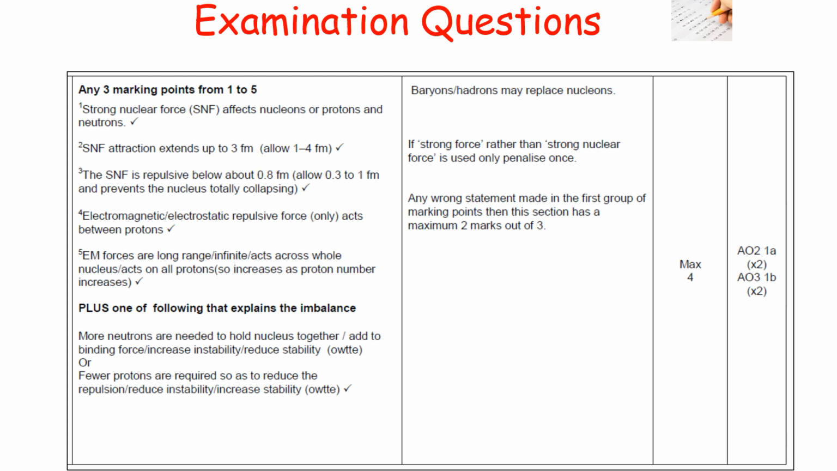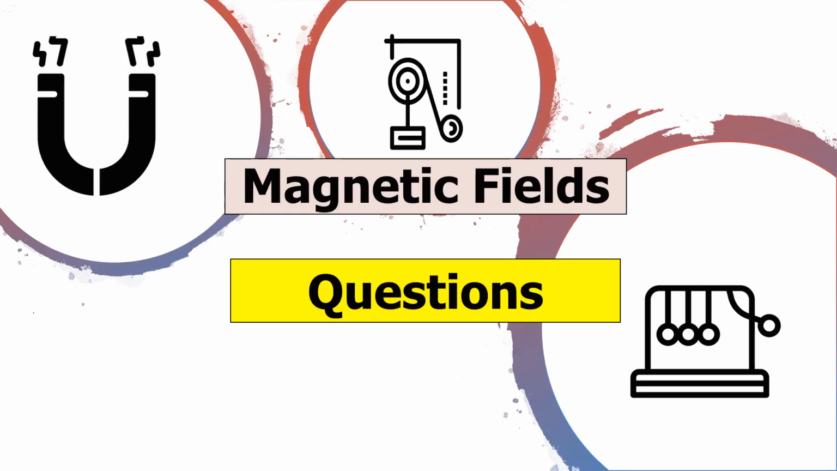So what does that mean? It means that the binding energy per nucleon has increased, because binding energy per nucleon is a measure of nuclear stability. Let's now have a look at some questions on magnetic fields.